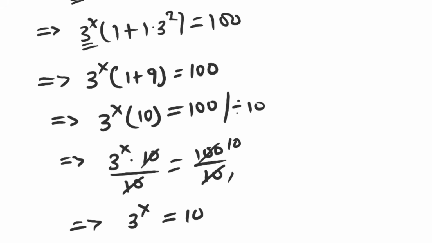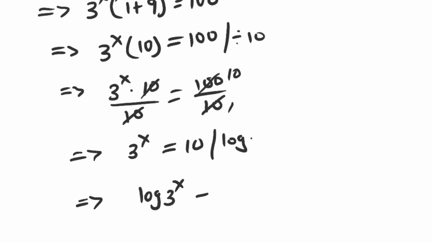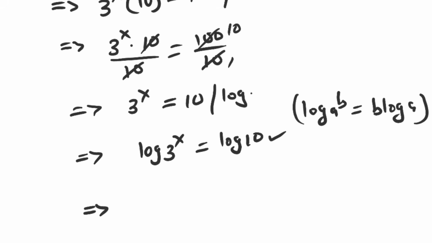Now let us take the log on both sides of this equation. Then we have log 3 raised to power x is equal to log 10. Then take note of this, that if you have log a to the power of b is equal to b log a, this can be written as x log 3 is equal to log 10.